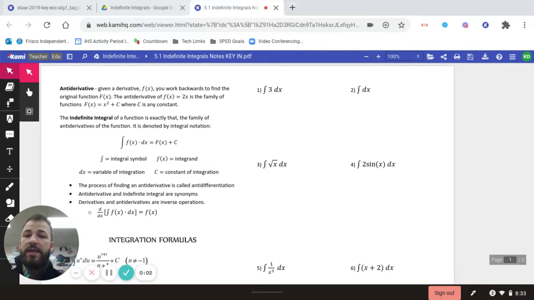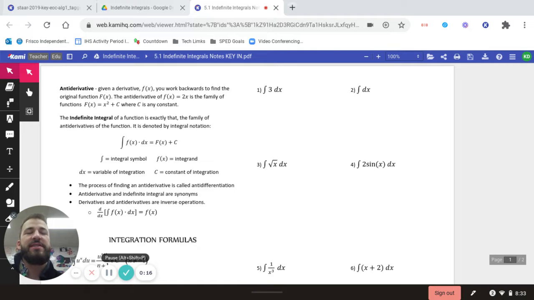Good morning, y'all. Today we're going to be talking about indefinite integrals. Indefinite integrals are the beginning of actually integrating full functions. So we start with this idea of what we call an antiderivative.